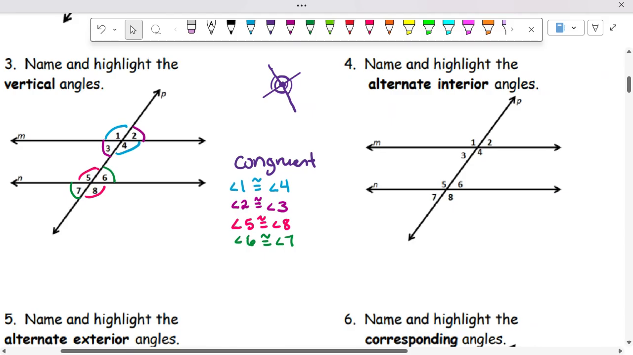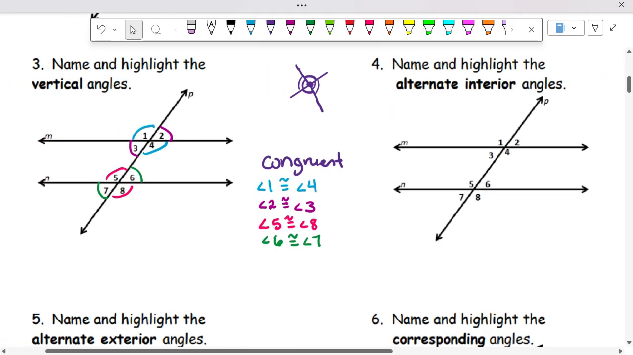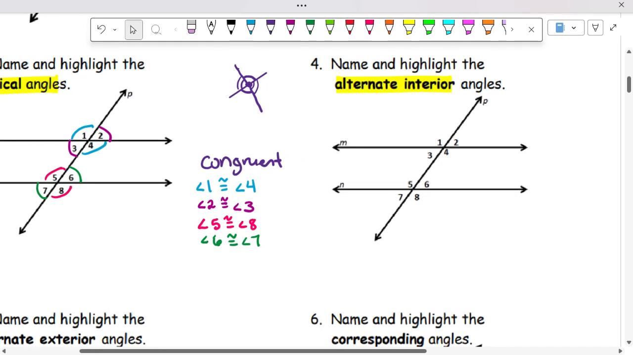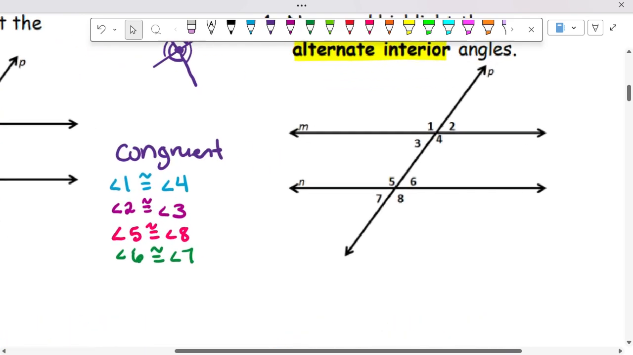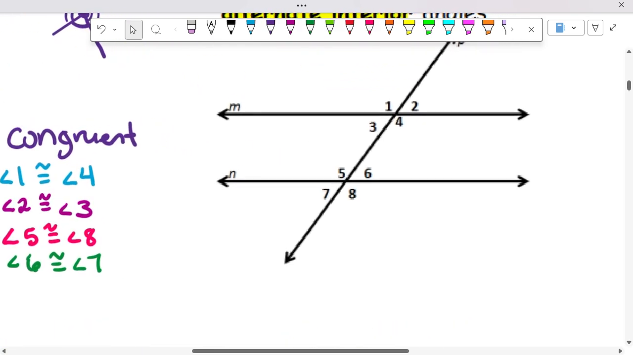Now, alternate interior. So we just did vertical. Now we're going to do alternate interior. So first off, interior, what does that mean? Inside. So which angles am I exclusively playing with? 5, 6, 3, and 4. So we're only dealing with these angles right here.